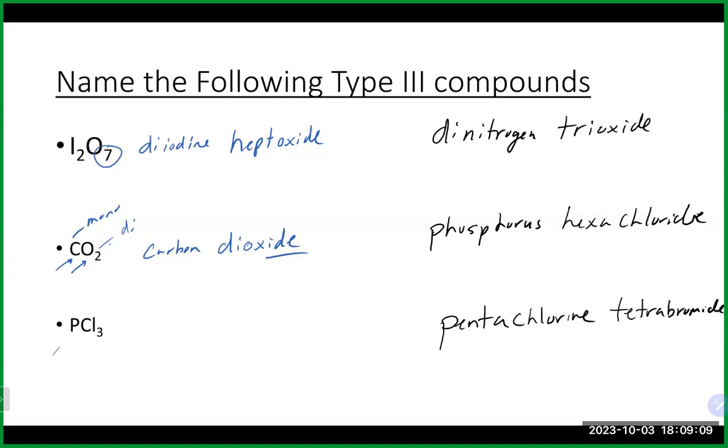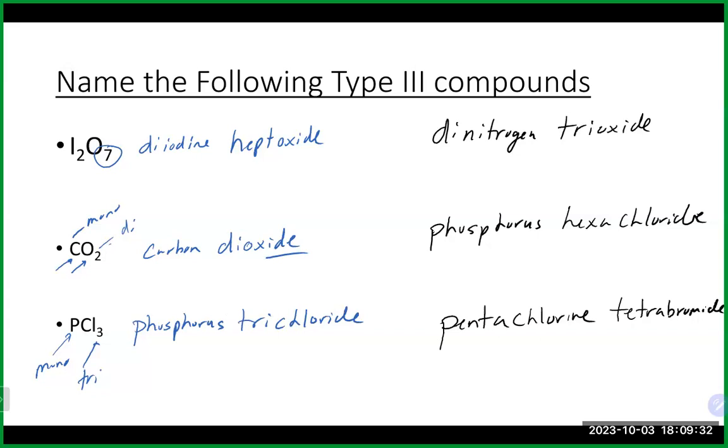Lastly here, we got one phosphorus, which is mono. We got three, which is tri. Here again, we won't use the mono on the first name, so phosphorus and tri, giving the chlorine the same IDE ending in that case. Any questions on any of those three?